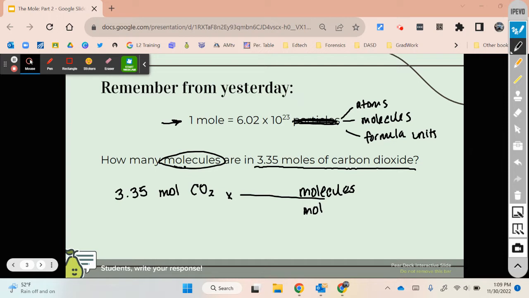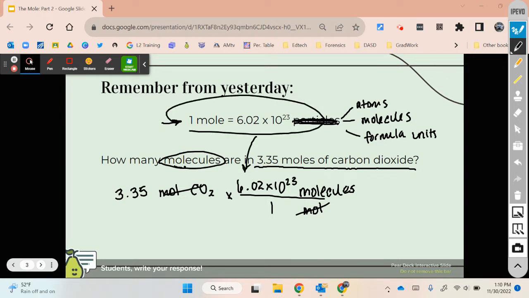The reason why I need to put on top and bottom is because moles are going to need to cancel out at some point. So 1 mole is equivalent to 6.02 times 10 to the 23rd. Again, I'm just taking this conversion factor from up here and putting it here. So once I multiply that out, the answer that I get is going to be 2.02 times 10 to the 24th molecules. Okay, and my answer here has 3 significant figures, as did what I started with. So this is good to go.